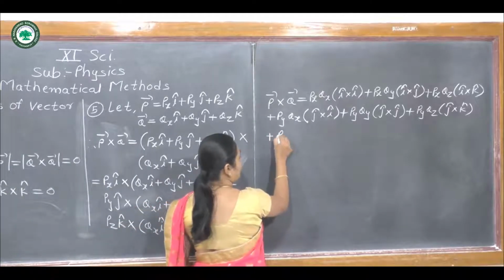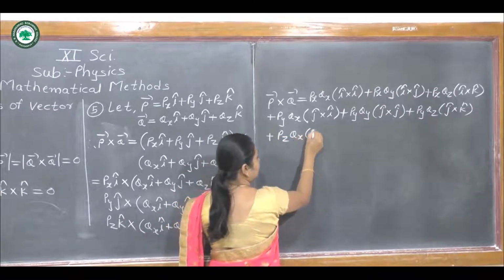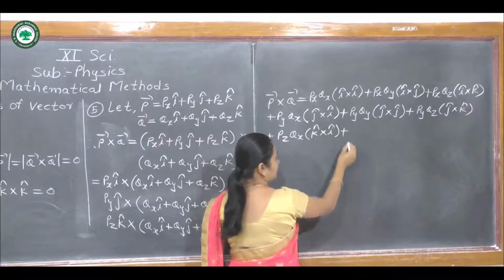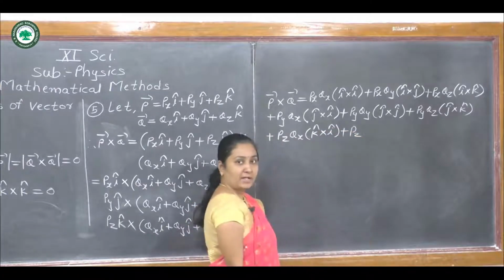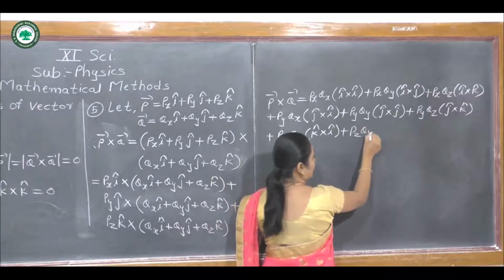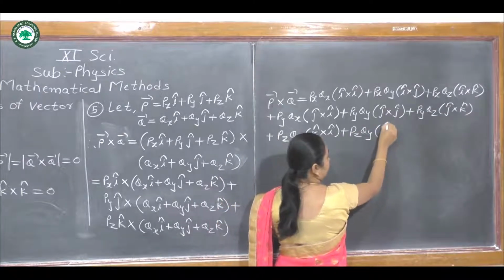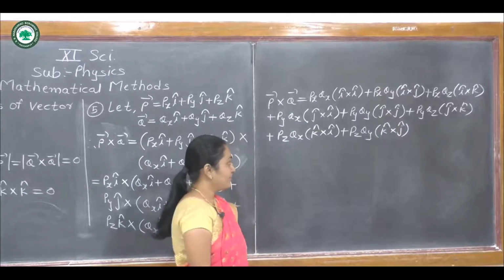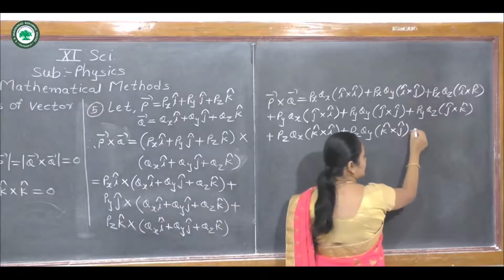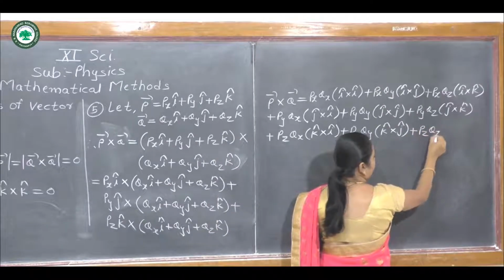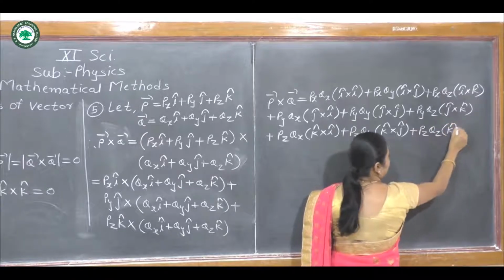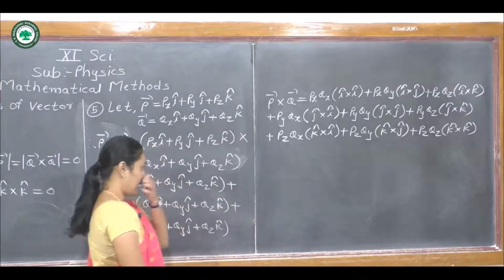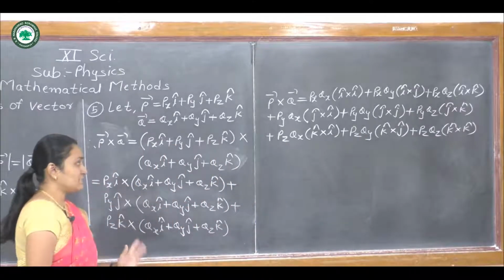So here pz qx k cap cross i cap, plus pz qy k cap cross j cap, then the last term is pz qz k cap cross k cap. So we have solved these brackets.